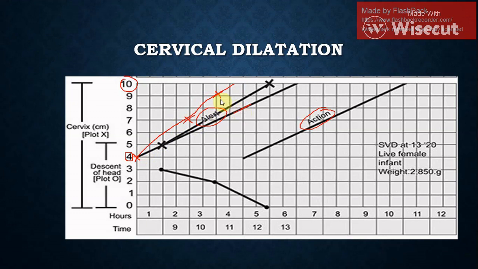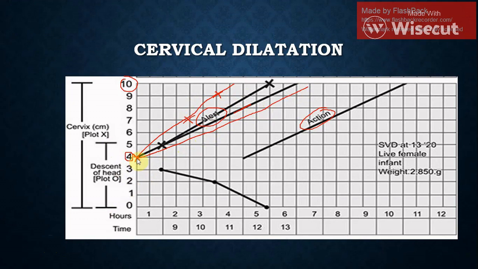This is the alert line and this is our marking, and it is on the left side of the alert line. We can see in this case also it is on the left side of the alert line, hence it represents a well progressed labor. On the other hand, if the progress of labor for the mother crosses the alert line and moves towards the right of the alert line, it represents a delay in the progress of labor.